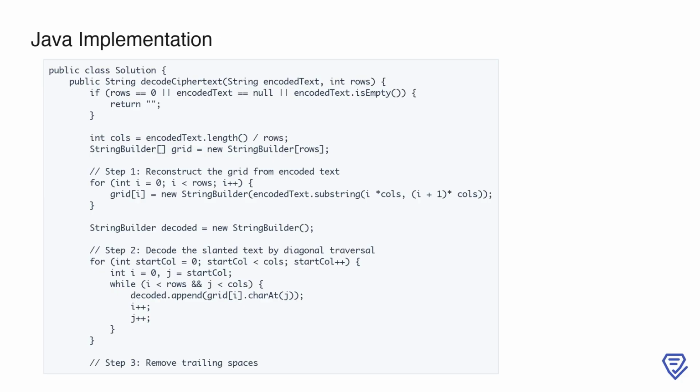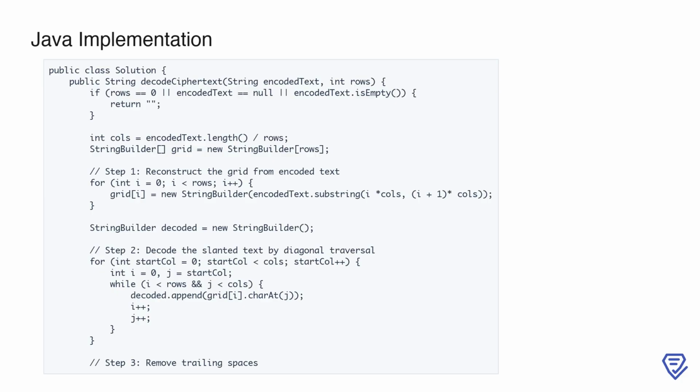We then initialize an array of StringBuilder objects, where each element represents a row in the grid. Using a loop, we reconstruct the grid by slicing the encoded text into segments corresponding to each row. For instance, for row i, we extract the substring starting at i*cols and ending at (i+1)*cols. This recreates the grid row by row. After reconstructing the grid, we initialize a StringBuilder called decoded, which will store our final decoded text.